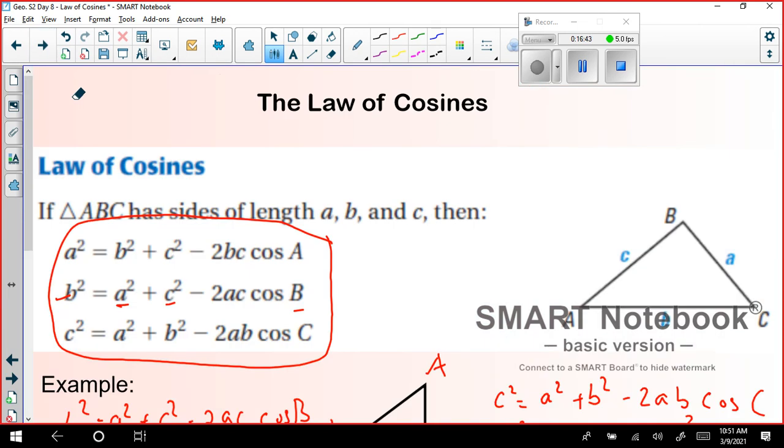Let's see the next slide. The law of cosines. Okay, I'm just going to explain here.